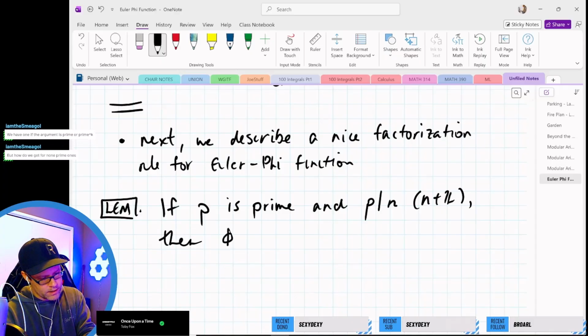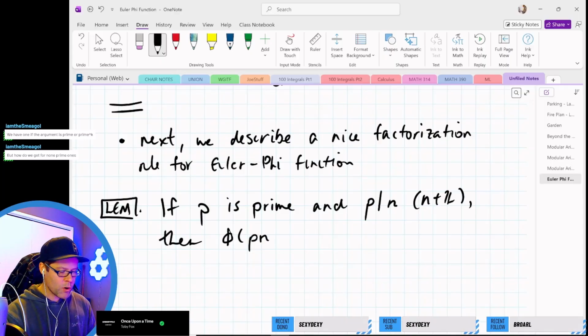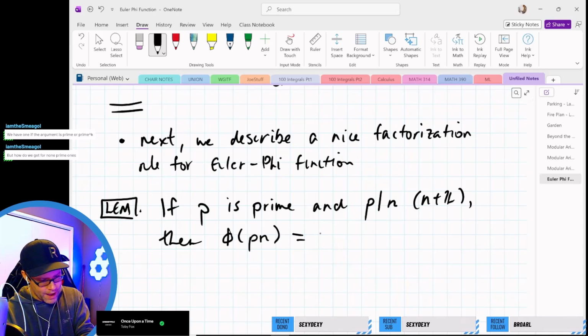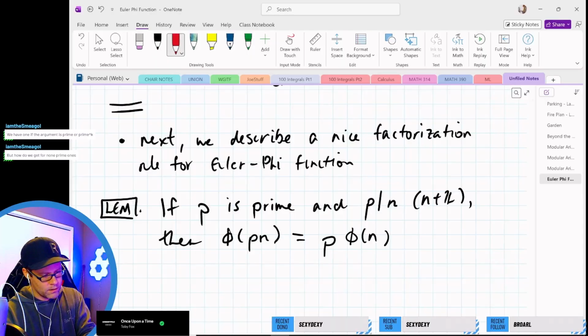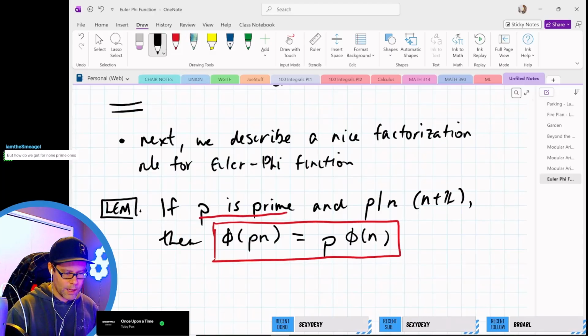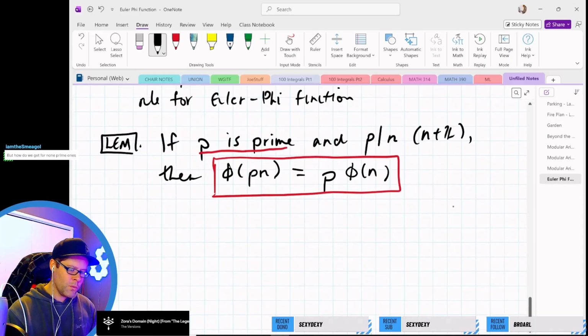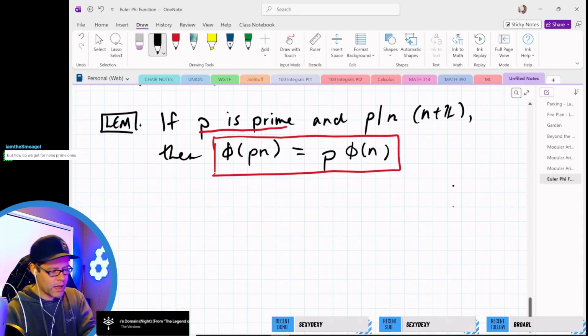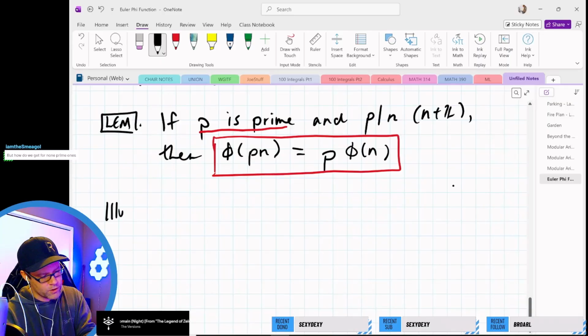Then the lemma says that if I have a prime number times n, so the number I'm inputting into the Euler phi function is p times n, then I can factor out p and just consider phi of n. That's kind of interesting. Can we put ourselves into a situation where we can explore this? Let's look at an illustrative example.